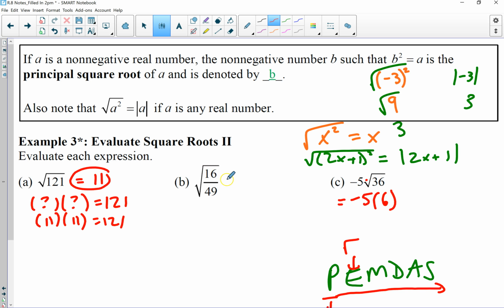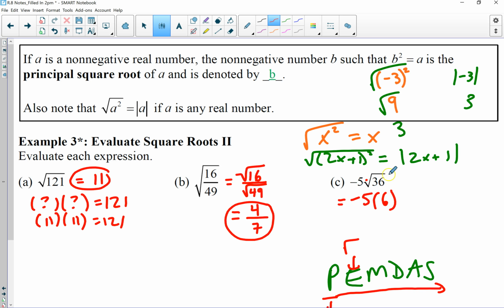The next example is really letting us acknowledge that we can break up our square root over our fraction and just square root the numerator part and square root the denominator part. So the square root of 16 is 4. And the square root of 49 is 7. So the whole square root of the whole fraction was really just 4/7. So that's a very useful thing, is you can break up the square root over the division.